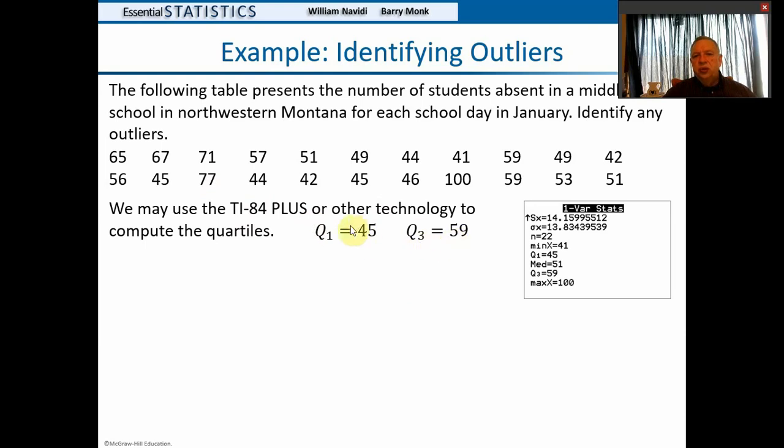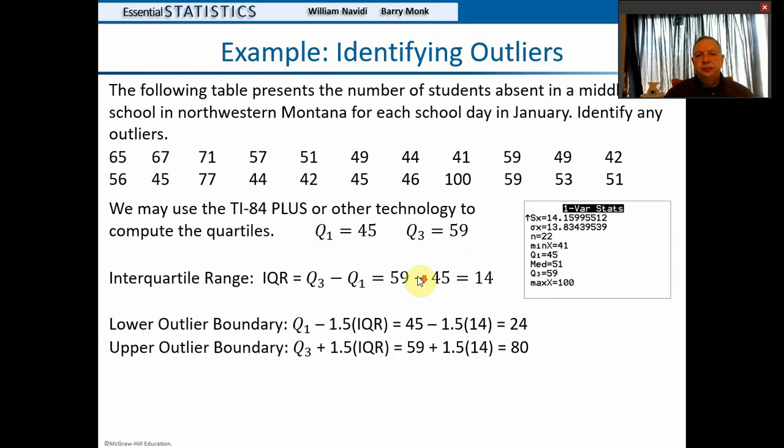So here were the Q3 and Q1. The IQR is going to be 59 minus 45, which is 14. Your lower boundary is Q1, 45, minus 1.5 times 14, that's 24. The upper boundary is your Q3, which is 59, plus 1.5 times the 14, that's 80. Then we go back and look at the data. Is there anything less than 24? I don't see anything. Anything bigger than 80? There's 100. So that would be considered an outlier.